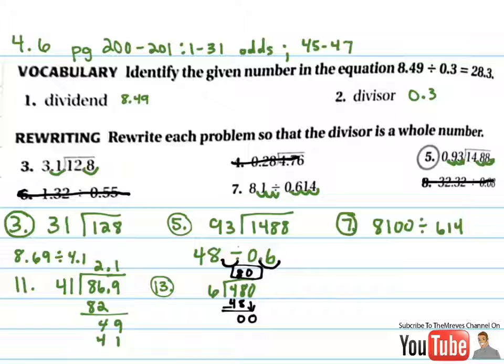Remember, we want to take our divisor and make it a whole number. So however many spots we have to move it to the right, we got to do the exact same thing to our dividend. And remember, the divisor is the outside number in this situation, or the number that follows the divide sign.